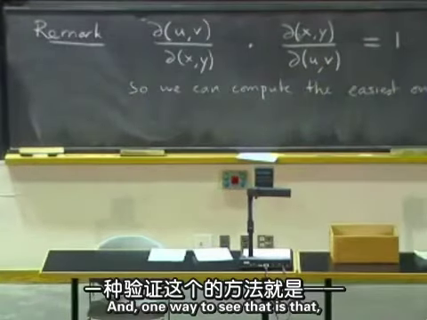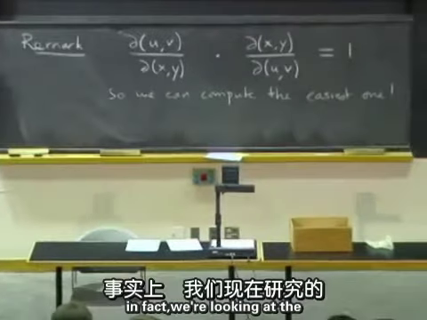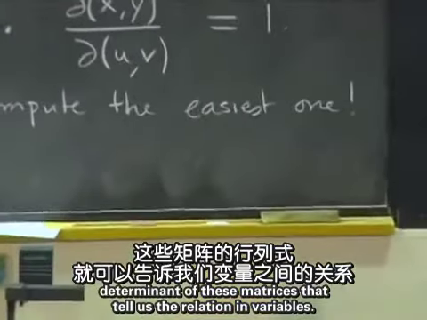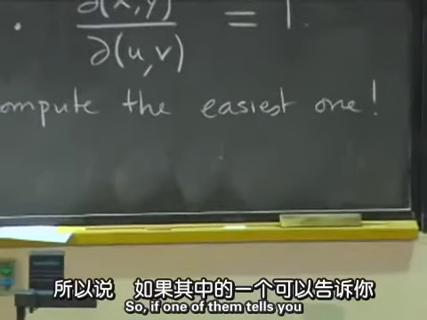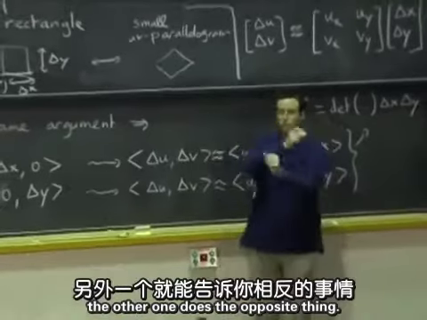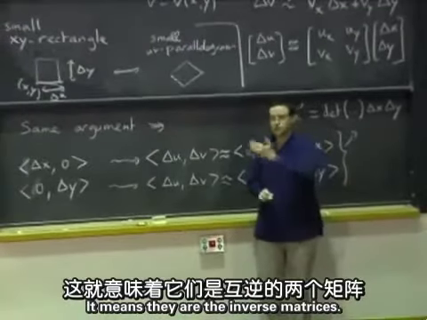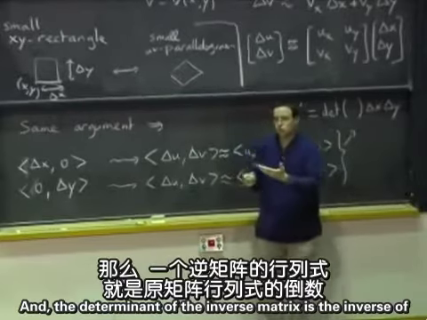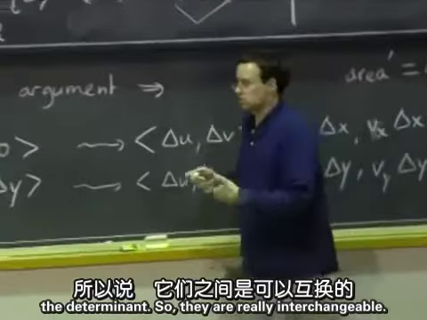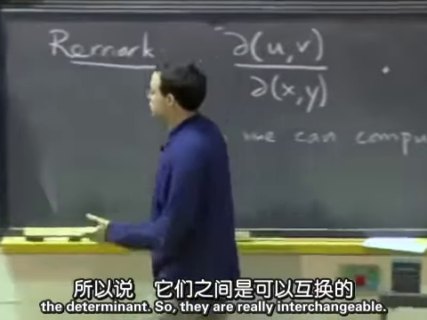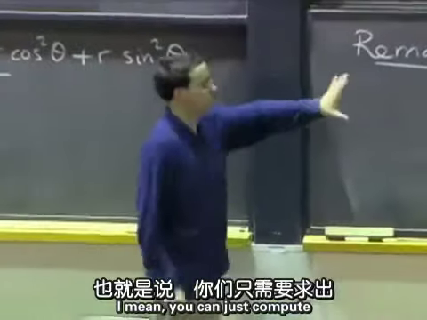And one way to see that is that, in fact, we're looking at the determinants of these matrices that tell us the relation between the variables. So if one of them tells you how delta U, delta V relate to delta X, delta Y, the other one does the opposite thing. It means they're the inverse matrices. And the determinant of the inverse matrix is the inverse of the determinant. So they're really interchangeable. You can just compute whichever one is easiest.